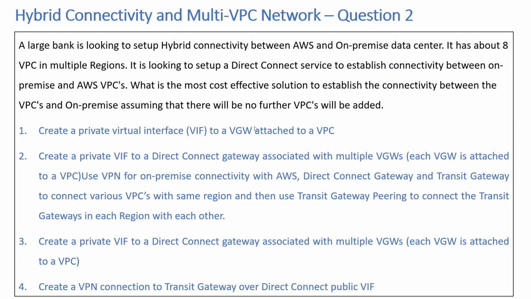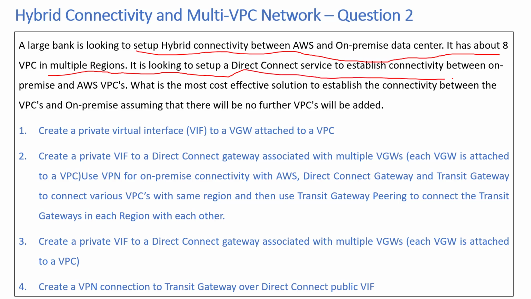Now let's look at the second question. A large bank is looking to set up hybrid connectivity between AWS and an on-premises data center. It has about 8 VPCs in multiple regions. It is looking to set up the Direct Connect service to establish connectivity between on-premises and AWS VPCs. What is the most cost-effective solution to establish the connectivity between the VPCs and the on-premises, assuming no further VPCs will be added? Okay, so what are the key requirements?